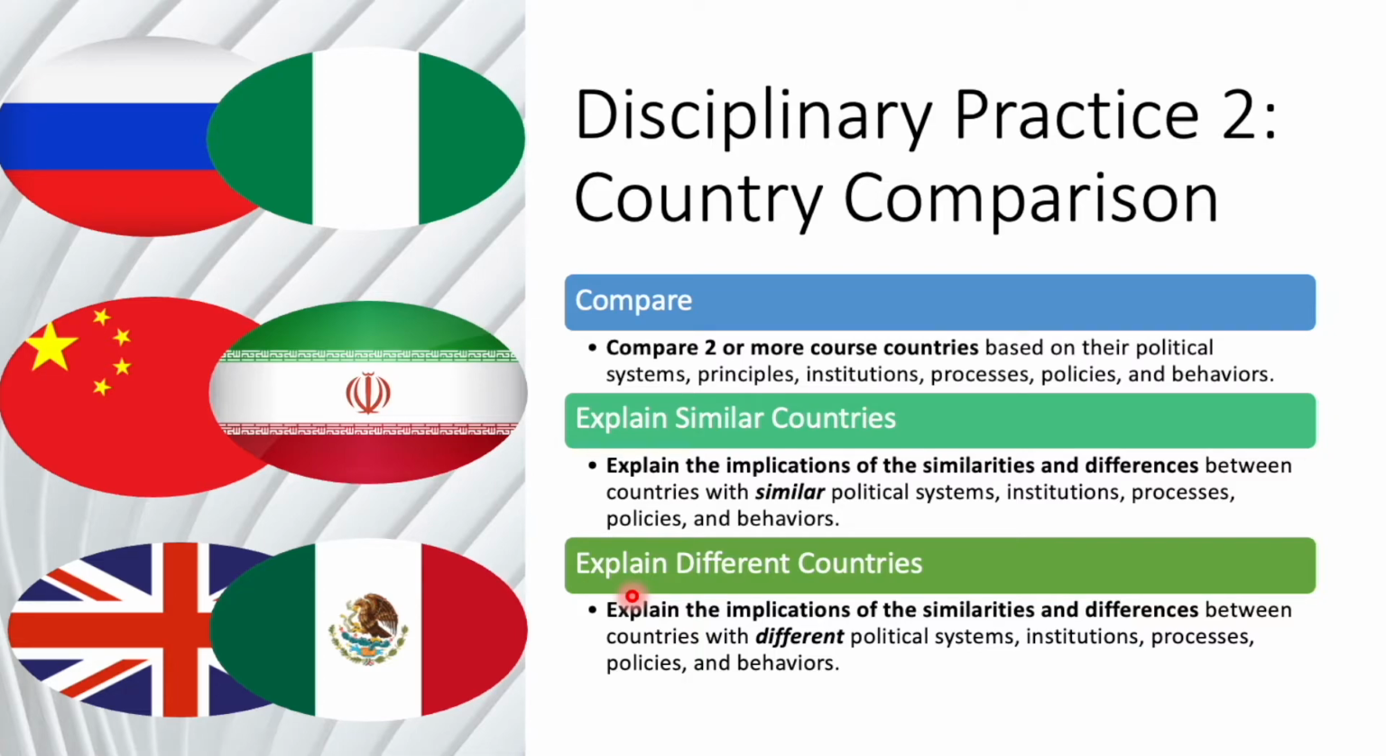But you might also be asked to explain implications of similarities and differences between countries that have different political systems. So, for example, you might be asked to compare a federal state like Mexico to a unitary state like the UK. And again, you would be asked that in spite of the fact that they have different political systems, what is still done the same in these two different systems? But of course, also, how are these different systems different? What makes them different? So that is what country comparison is about.